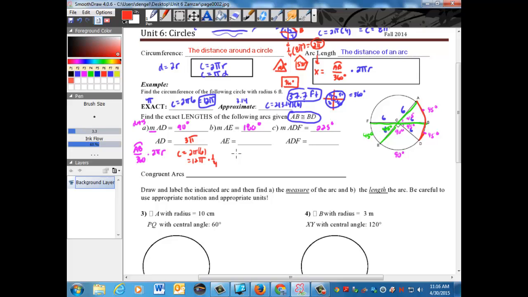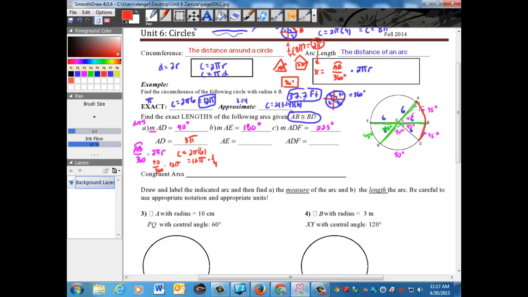All right, now if you're a formula person and you love using formulas, enter in the measure of arc AB, which was 90. 90 over 360 times 2 pi r, which was 12 pi. You reduce 90 over 360, you get 1/4. 1/4 times 12 pi is 3 pi.